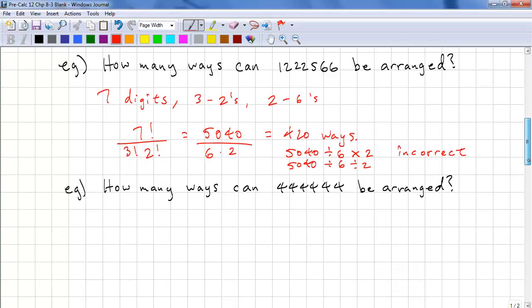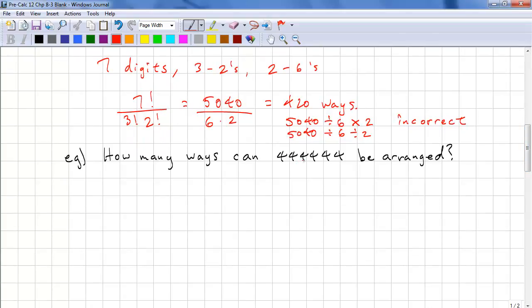And another example, how many ways can 444,444 be arranged? Well, there's 6 digits. This is really easy. And there's also 6 4's. So this is 6 factorial over 6 factorial, and you don't need your calculator because this is identical. They cancel out and you get 1.